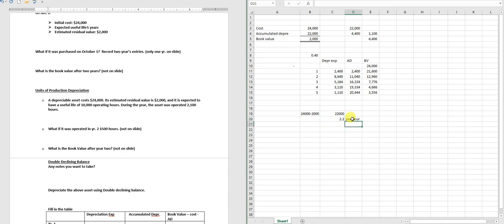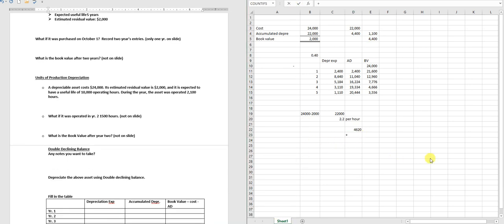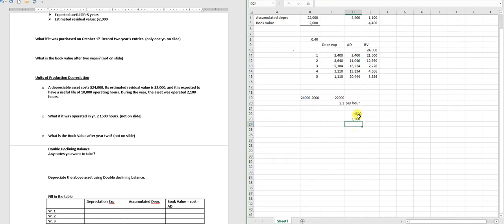Okay, so if it's 2.2 per hour, and if it was operated for 2,100 hours, so I have $4,620 in the first year, $1,500 in the second year. Something tells me this is an old handout. So if it's $1,500 in the second year, I have 1,500 times 2.2.